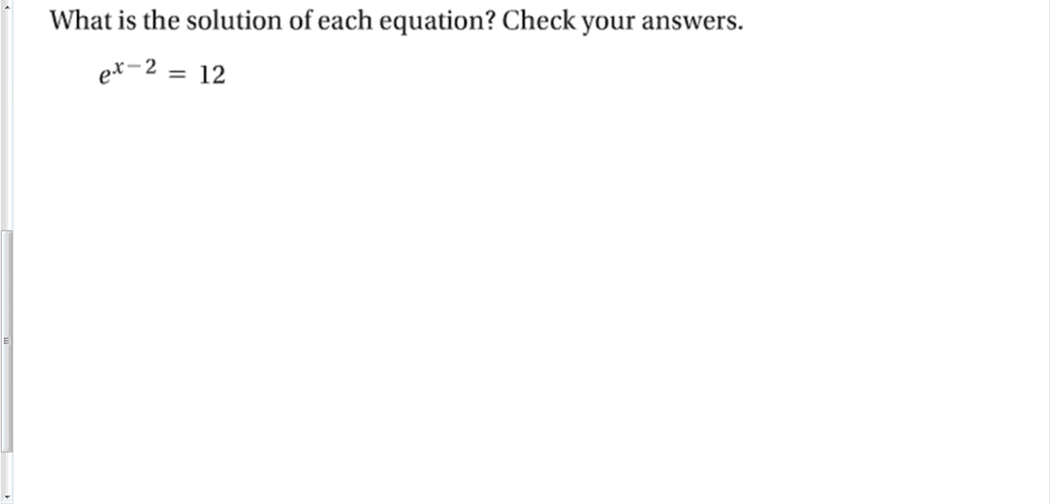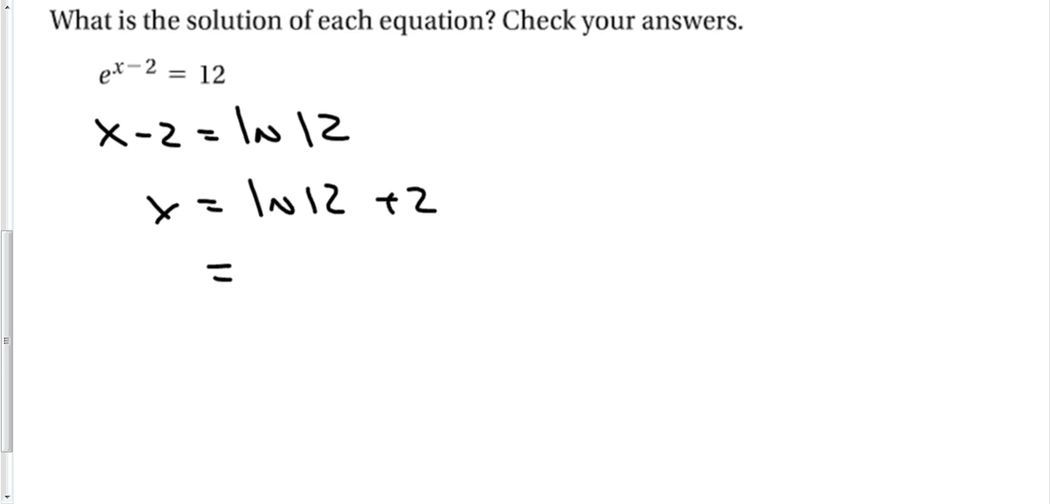Let's try one more. So here, e is already by itself. So all I have to do is take the natural log of both sides. Okay? So that's going to leave me x minus 2 is going to be equal to the natural log of 12. Okay, so I skipped a step there. Hopefully you can see how it works. The ln and the e cancel each other out, and we're left with just this. So x is going to be equal to the natural log of 12 plus 2, which gives us, from the calculator, 4.48.